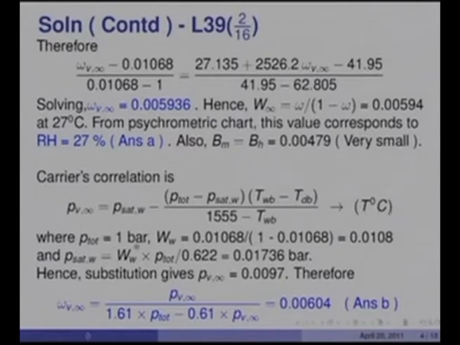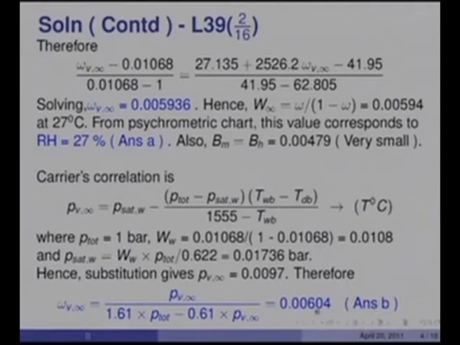Now, in our case P tot is 1 bar, WW is of course 0.01068 minus this value, which is 0.0108, and P sat W is 0.01736 bar, which can be read from the steam tables as well. Then substitution gives P v infinity equal to 0.0097, and therefore, I can evaluate omega v infinity as P v infinity into 1.61 into P tot minus 0.61 P infinity equal to 0.00604, which is answer B.